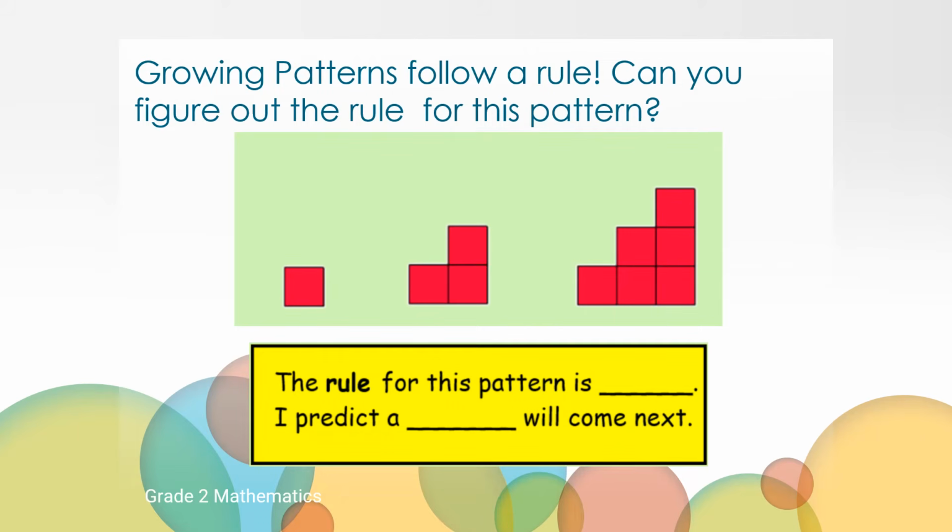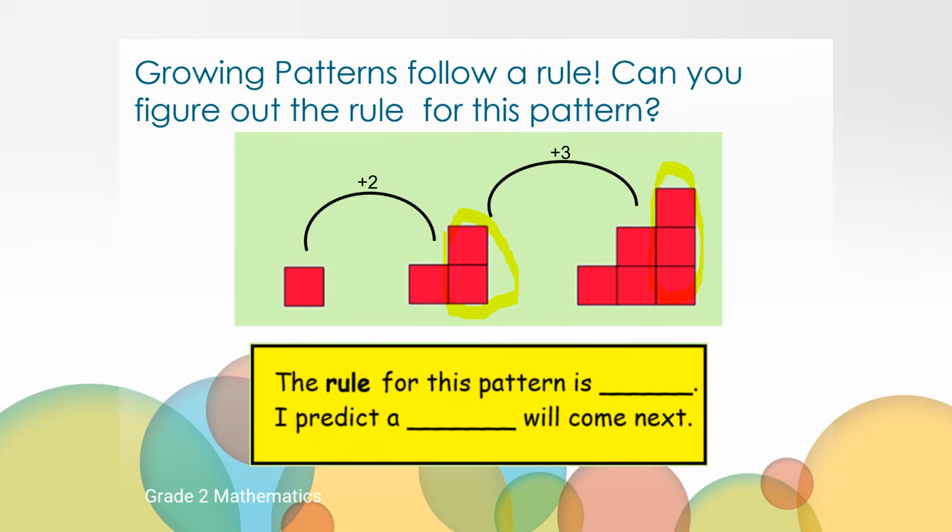So first we had 1 square, then we added 2 more squares, to have 3 squares altogether. Then we added 3 more squares right here to have 6 squares altogether.